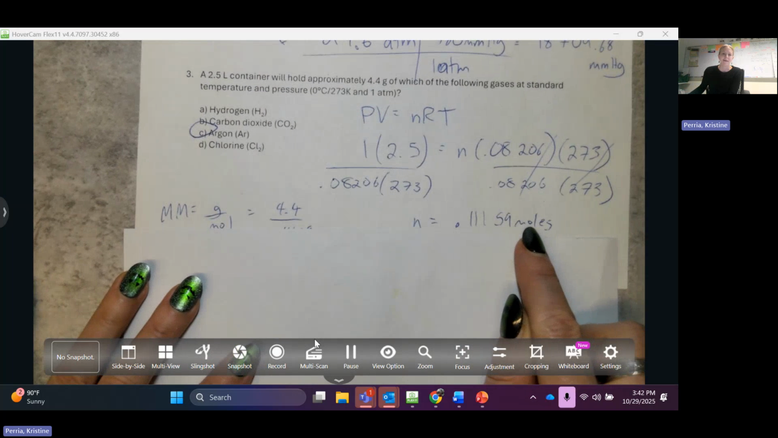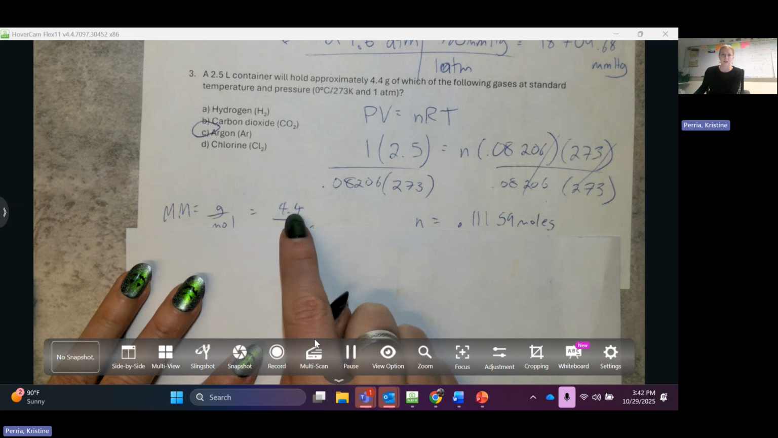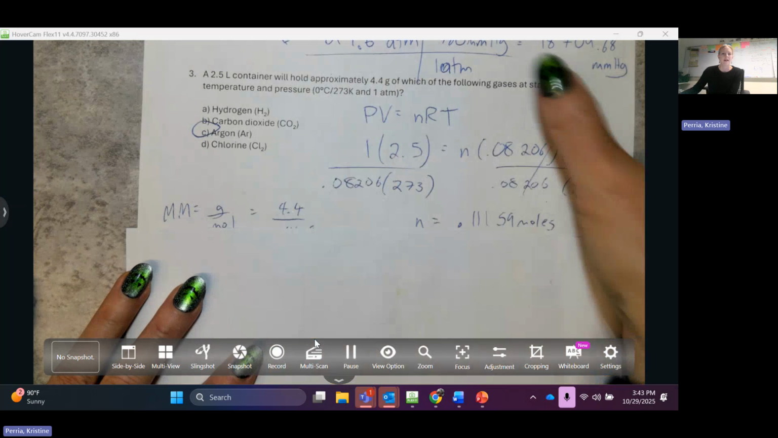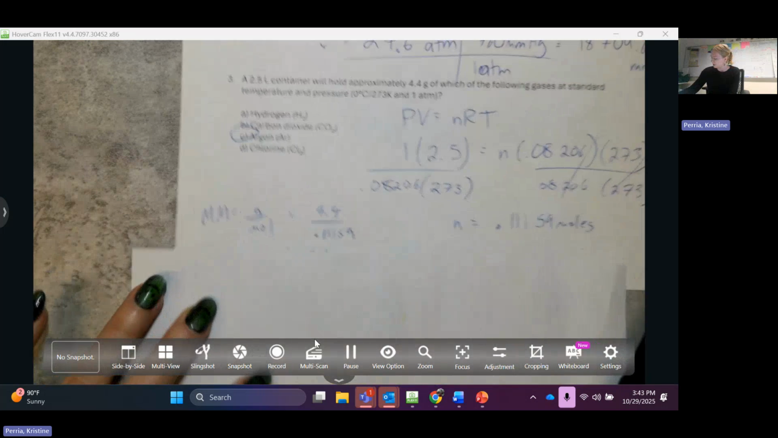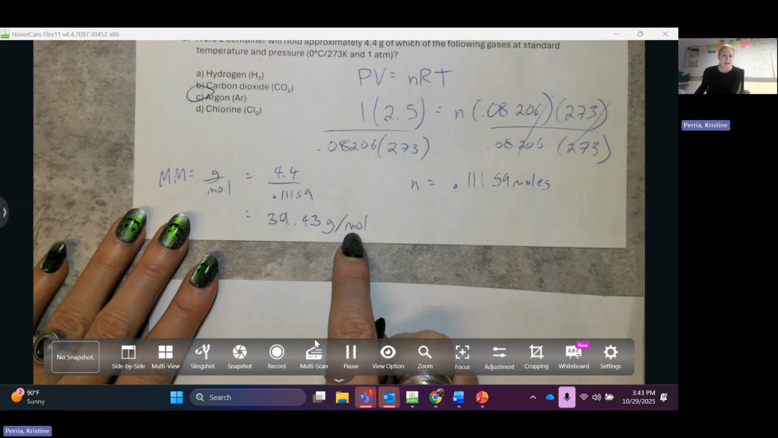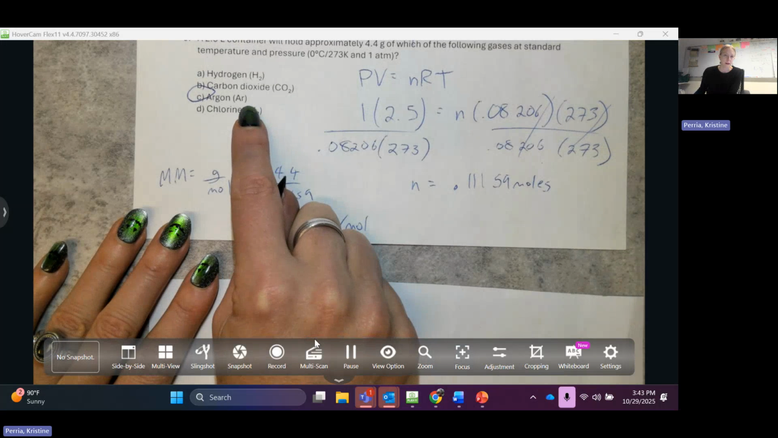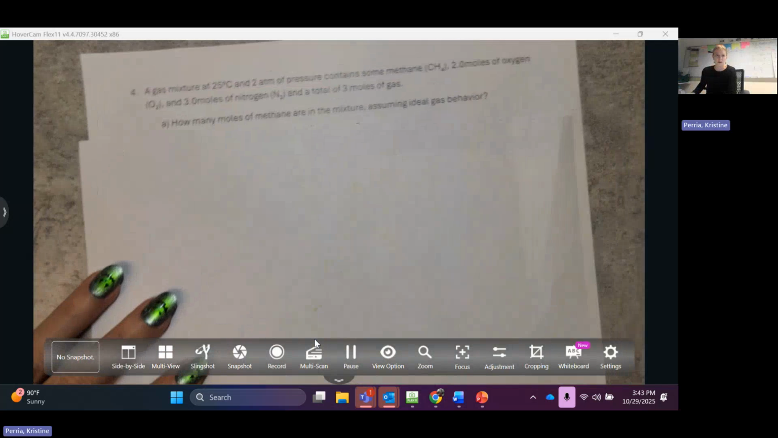And then I would get 0.11159 moles. So then in order to figure out the molar mass, what I would do is I would take my grams, right, which is 4.4 given to me in the problem, divided by my moles of 0.11159. And if you do that, you should get 39.43 grams per mole. And if you look on the periodic table, that matches up with the molar mass of argon. Okay.